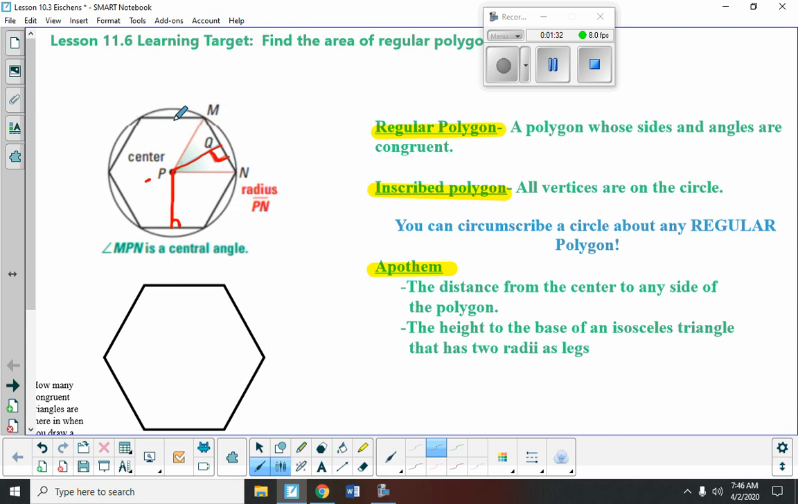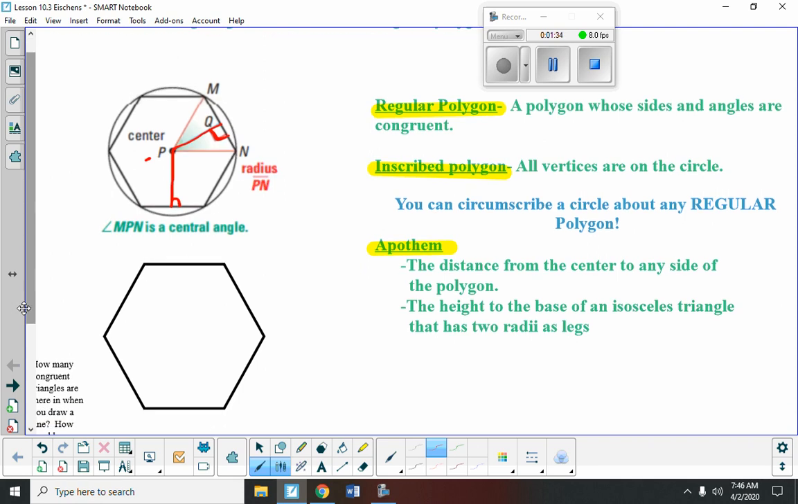Now, the next thing we want to look at is how many congruent triangles there are if you draw the radii. So here's the center. Here we have 6 sides. If I draw a radius, a segment from the center to the vertex, there's a triangle, and now we will draw a segment to each vertex. So how many do we have? 1, 2, 3, 4, 5, 6. If there are 6 sides, there would be 6 triangles.